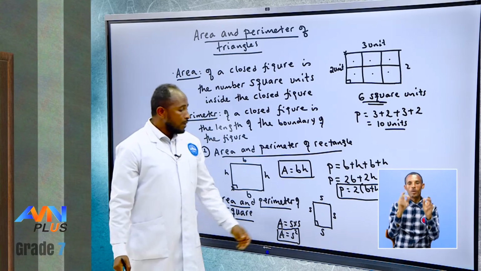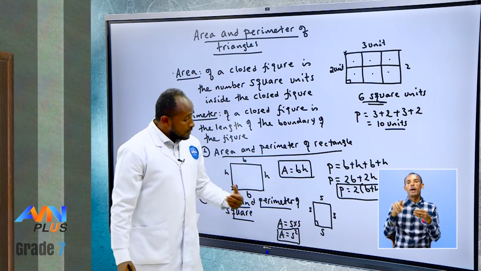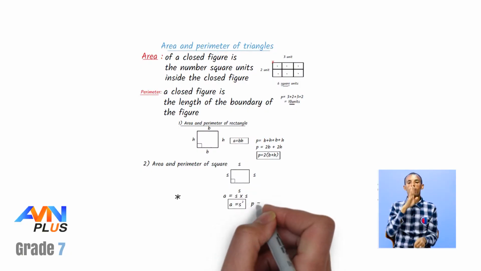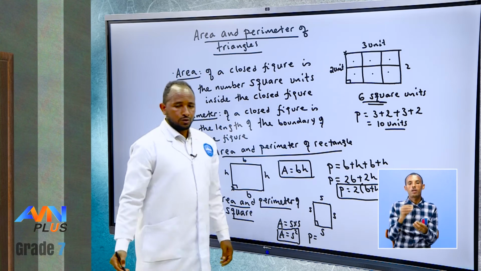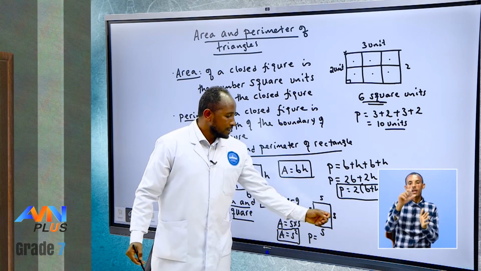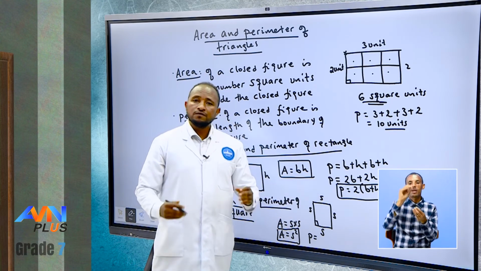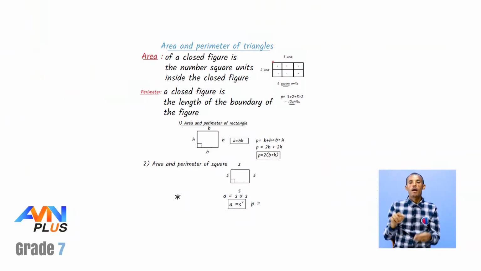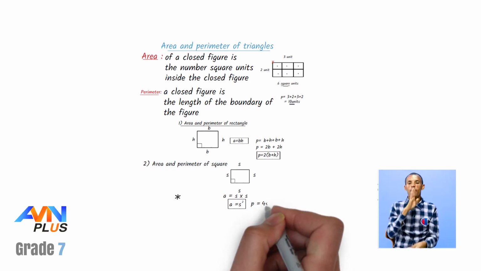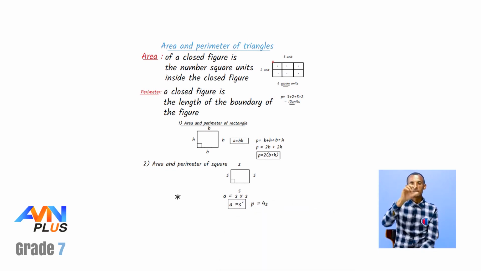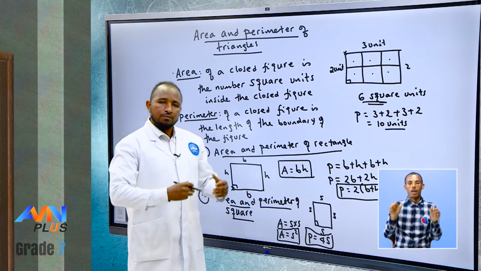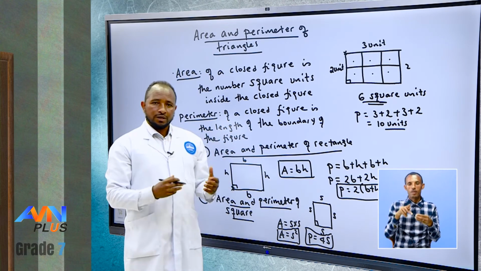Okay. How about the perimeter? The perimeter of this square will be simply you add all its sides. So here S plus S plus S plus S gives you 4S. Therefore, the perimeter will be 4 times S. So, this is how you calculate area and perimeter of a square and rectangle.